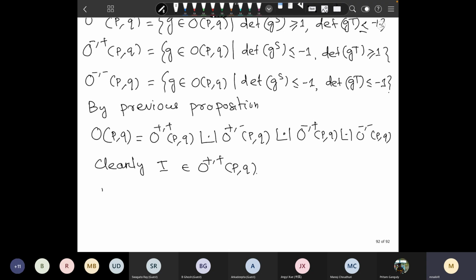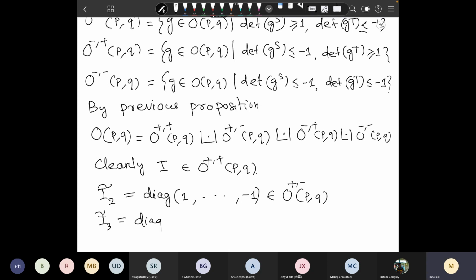Now if you take I_2 tilde equal to the diagonal matrix whose first entries are 1 and last entry is minus 1, this belongs to O(p,q) by the observation. I have shown that if the diagonal elements contain 1 and minus 1, then it belongs to O(p,q). But observe that this will belong to O plus minus (p,q). Similarly, I_3 tilde is the diagonal matrix with first entry minus 1 and the rest 1, and this belongs to O minus plus (p,q).